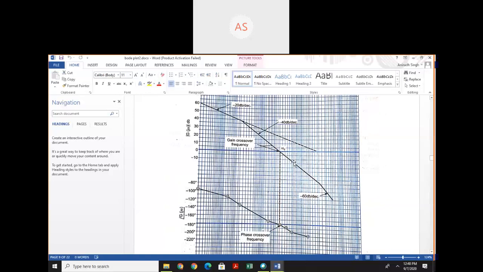And this is the magnitude plot and phase plot. This magnitude plot crosses the 0 dB line at this, so this is the gain crossover frequency. And this phase plot crosses minus 180 degrees at the same frequency. So in this case, the gain crossover and phase crossover frequencies are the same. It means that gain margin and phase margin both are 0 and this system is marginally stable. If gain crossover frequency and phase crossover frequency are equal, then the system is marginally stable.